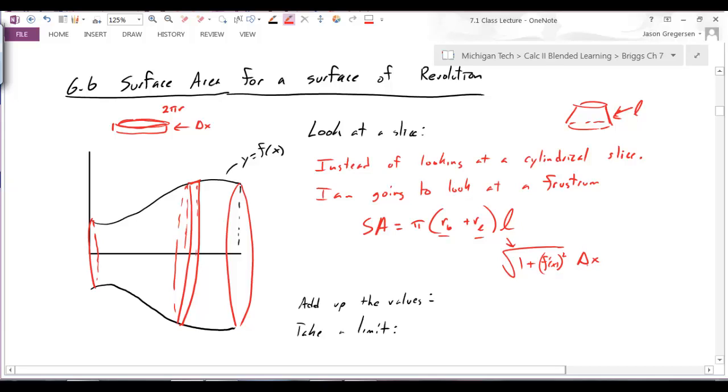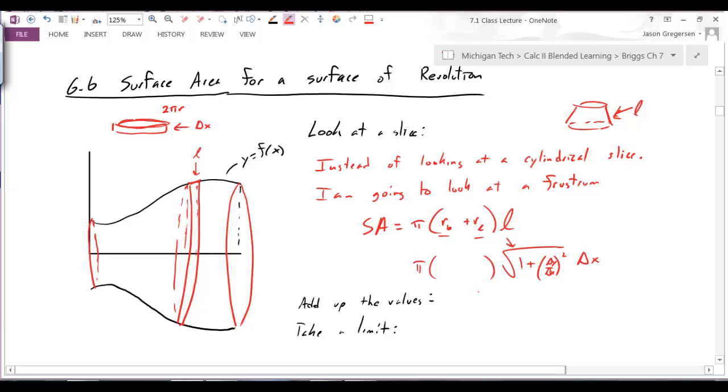In fact, maybe I should even write that as, until I take my limit, delta y over delta x, like that, which will turn into the derivative here in a second. But that represents a little distance along my path. And so that's going to be our L piece. There's my little L. I have my pi over here. And then I have the sum of these two radius values.